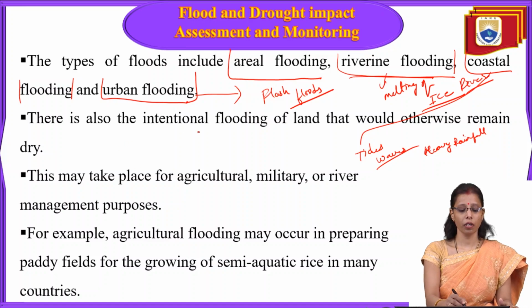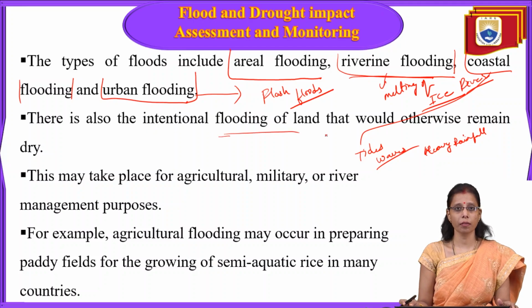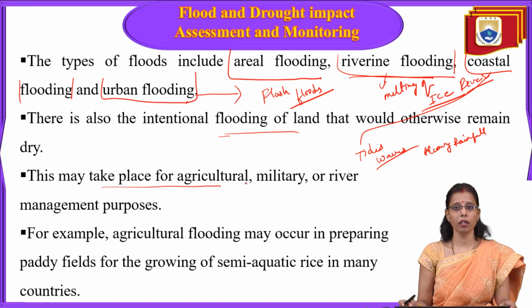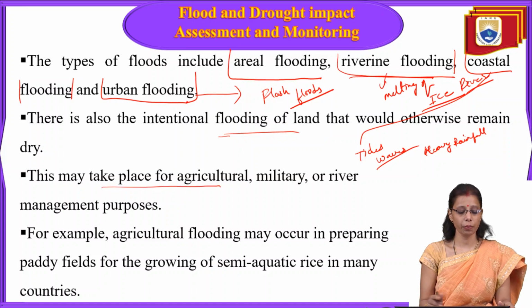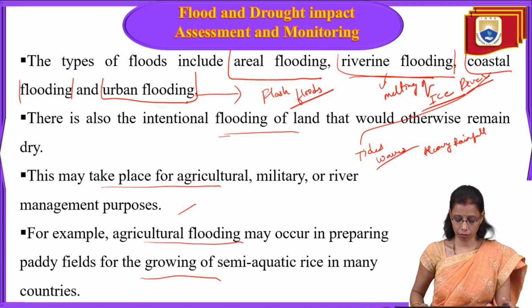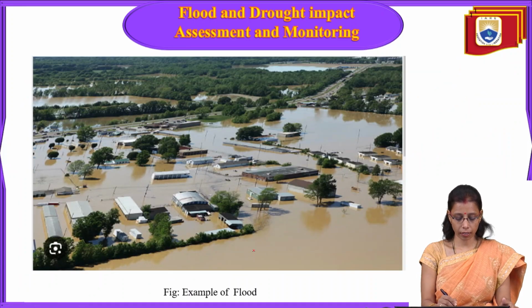There is also the intentional flooding of land that would otherwise remain dry. This may take place for agricultural, military or river management purposes. So for example, agricultural flooding may occur in preparing the paddy fields for growing semi-aquatic rice in many countries. Now this is the example of flood.